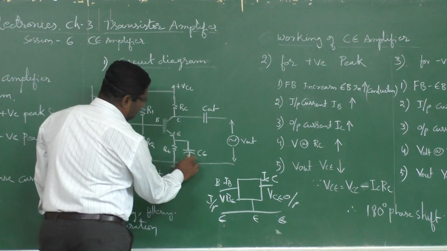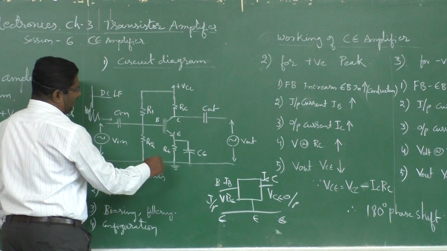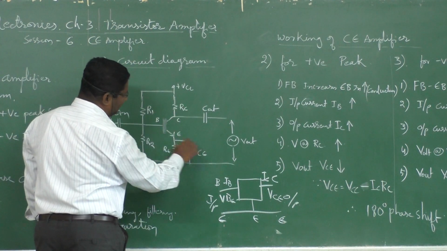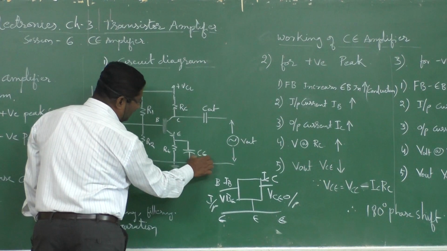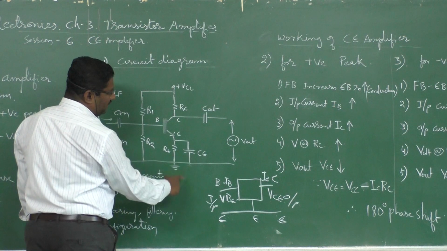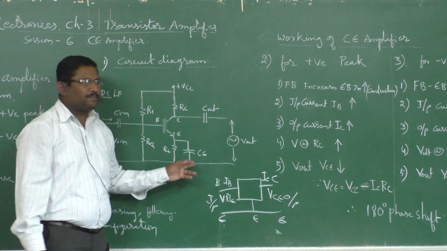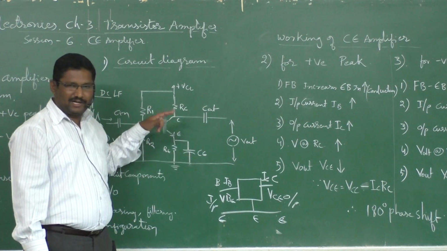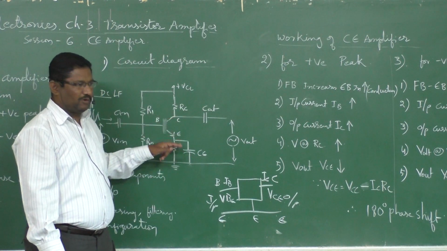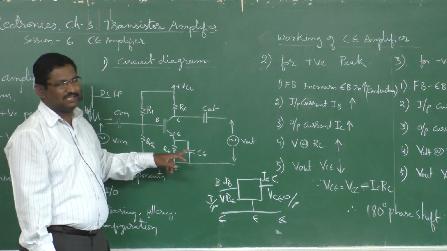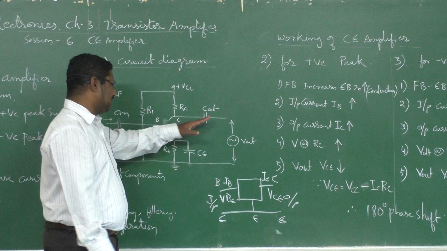And what is this emitter capacitor? This emitter capacitor is bypassing the AC signals; all AC signals are bypassed through this CE. CE acts as a short circuit for AC signals, and is open for the DC, blocking it, and short for the AC signals. So like this we are using the capacitors.